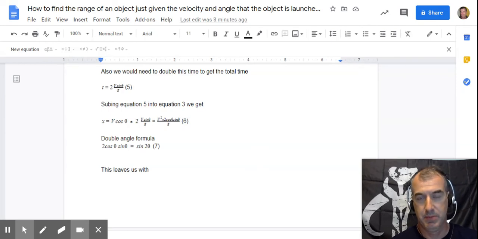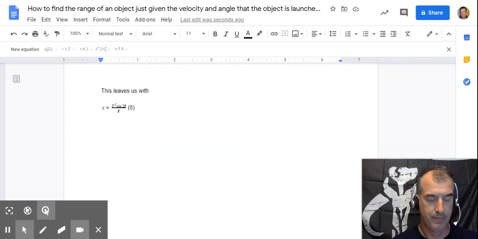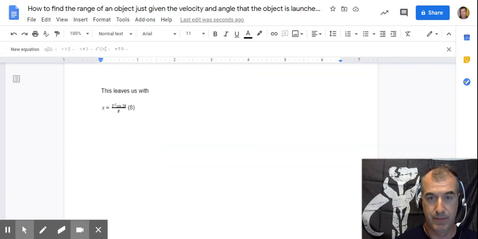Some of the math geeks in the class, or math nerds, be proud right at the moment. 2 cosine theta sine theta is a double angle formula in trigonometry, so we can reduce all of that down to sine of 2 theta, what we have in equation number 7. That's going to leave us with the horizontal range for any projectile that is going to start and end at the same height: it is simply the initial velocity of that object squared, multiplied by sine of 2 theta, divided by g.